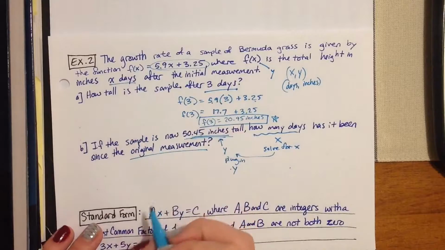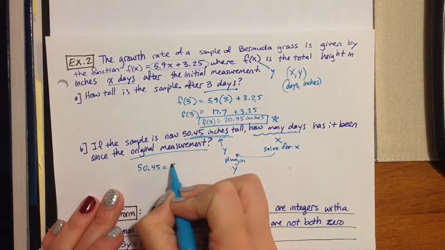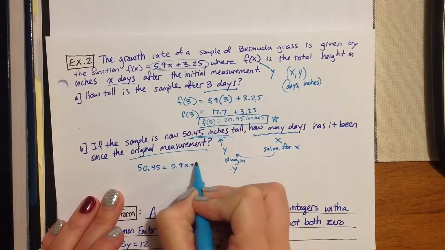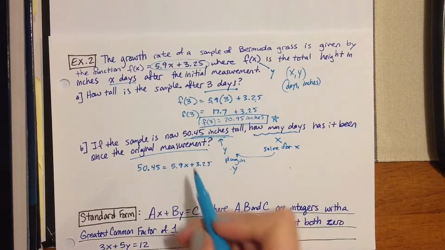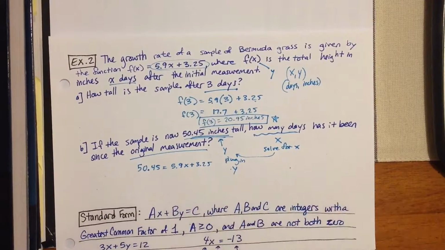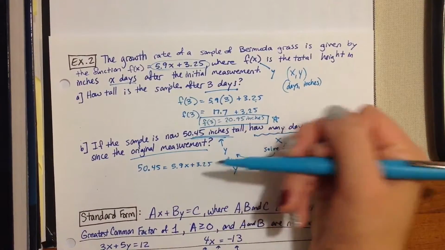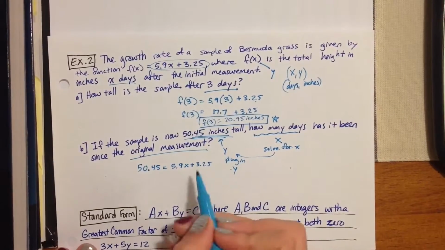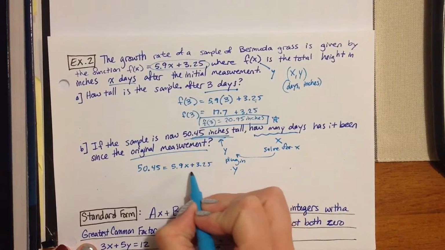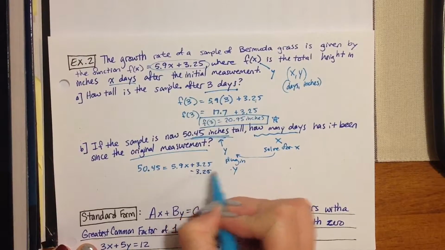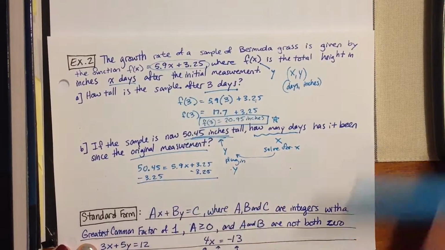I am going to have f of x, which is my y value here, 50.45 equals 5.9x plus 3.25. Okay, so I'm going to solve for x. That'll give me the days it takes to reach the 50.45. I see multiplication by 5.9. I see addition by 3.25. According to my order of operations, multiplication happens first, addition happens second. Therefore, I'm going to undo this addition first, because I do my solving in the reverse order of operations.